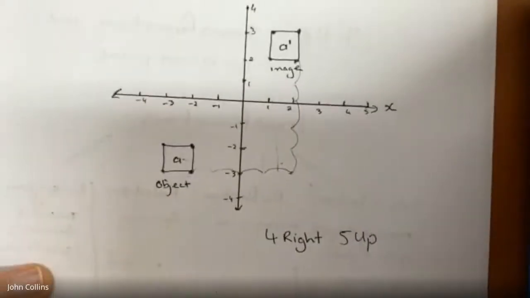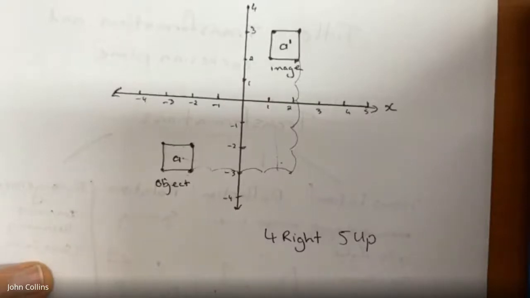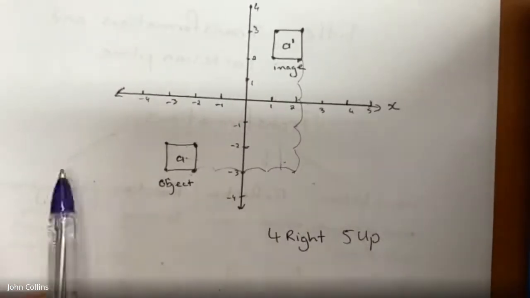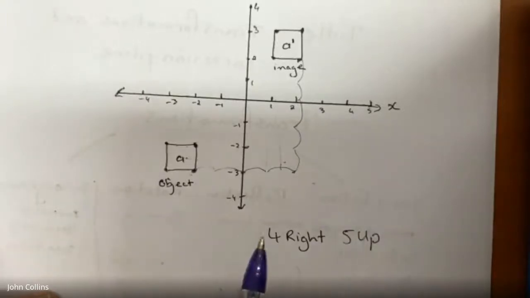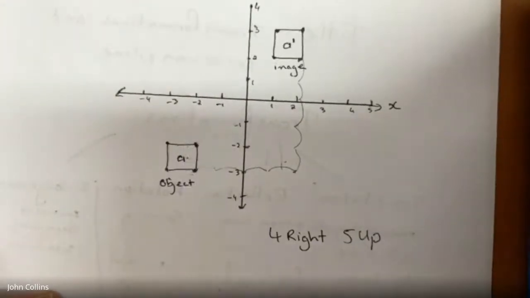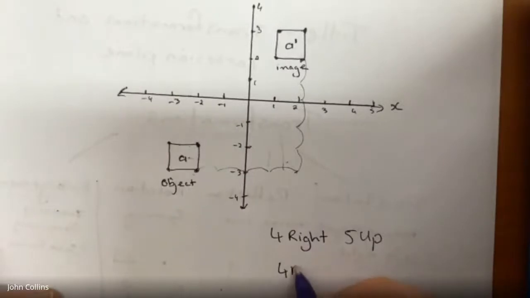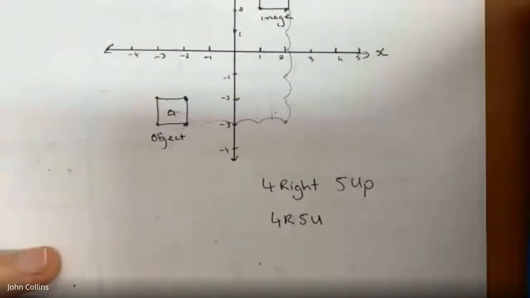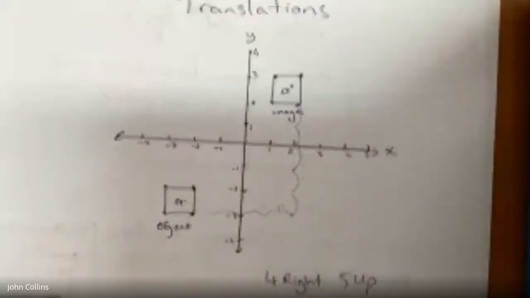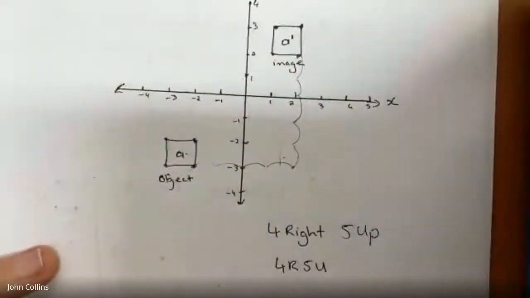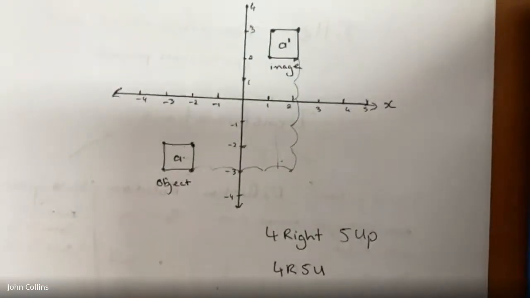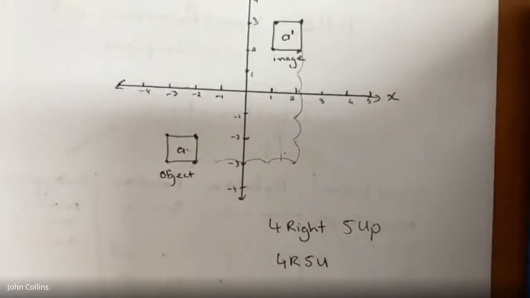Now, yeah, so you don't add them together. No, there's 2 separate directions. One's an X direction, left and right, and the other is a Y direction, up and down. So we can actually just shorten that to 4R, 5U, and that's a short way of writing that. And that is how I get from the object to the image. So it isn't that complicated, it's just the direction it goes. So if it was left, it'd be L, and if it's down, it's D. This one goes right and up.